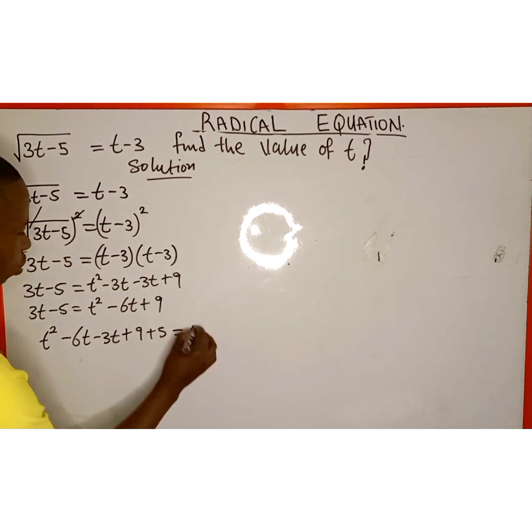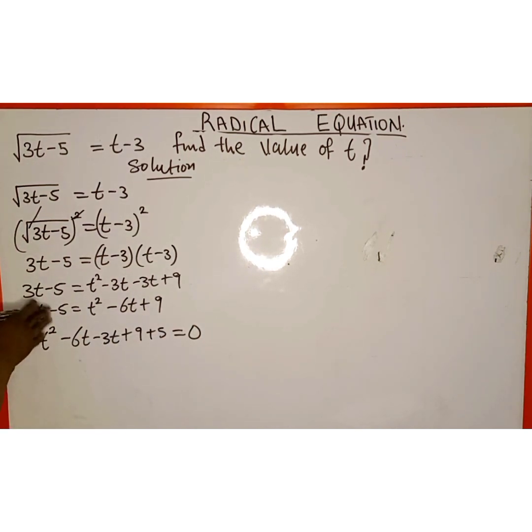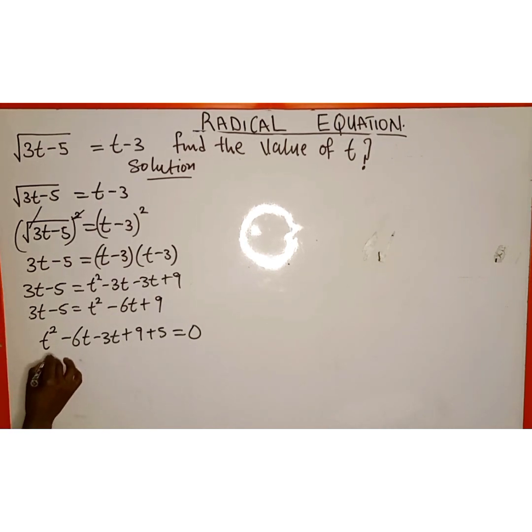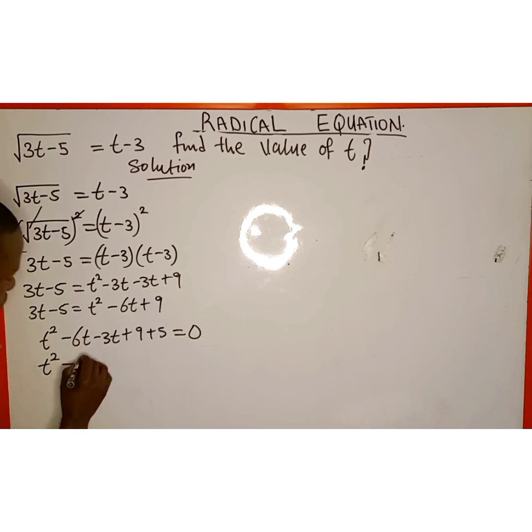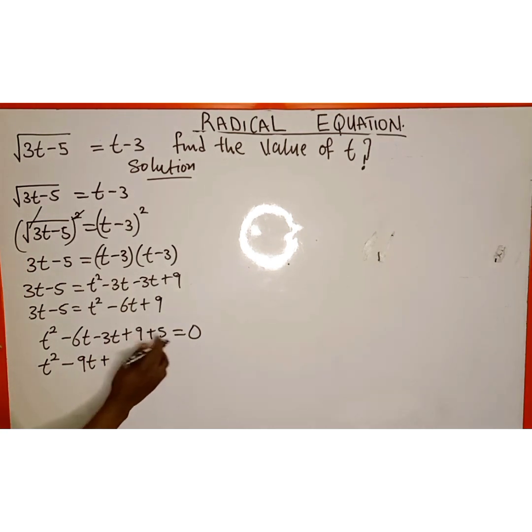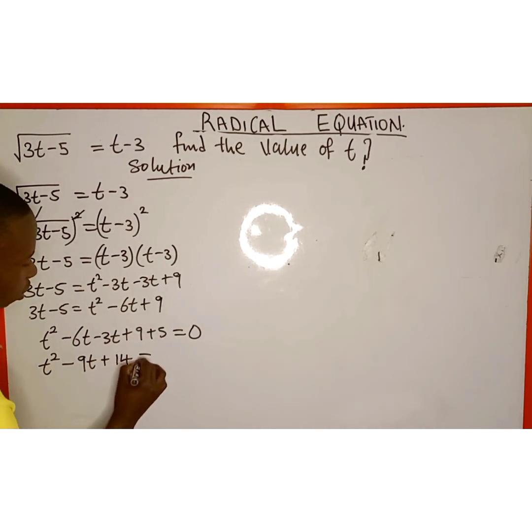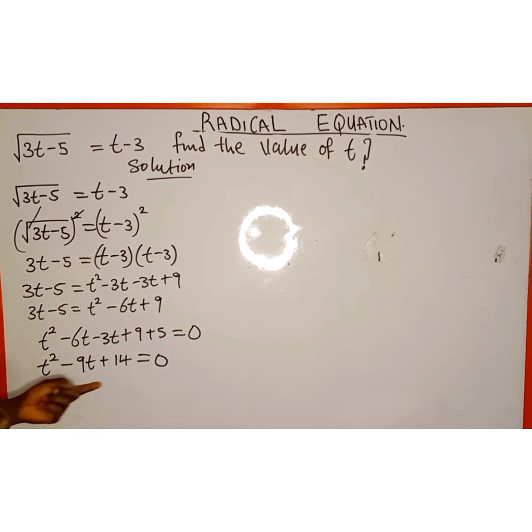Everything will be equal to 0 because we have transferred everything to the right hand side. So the next thing for us to do is to combine the like terms. So we have t squared, minus 6t minus 3t gives me minus 9t, then plus 9 plus 5 gives me 14, which is equal to 0. So this is a trinomial, and it's also called a quadratic equation.